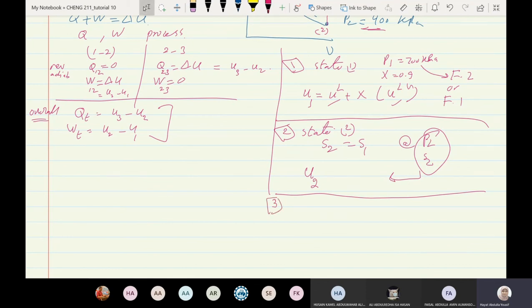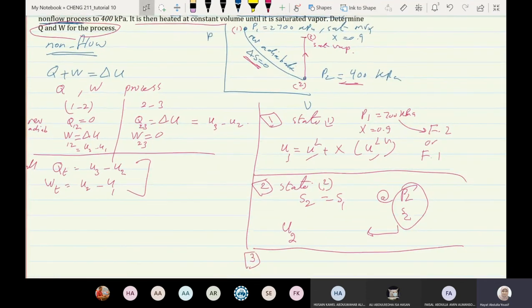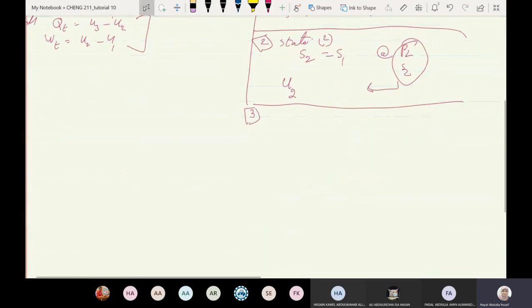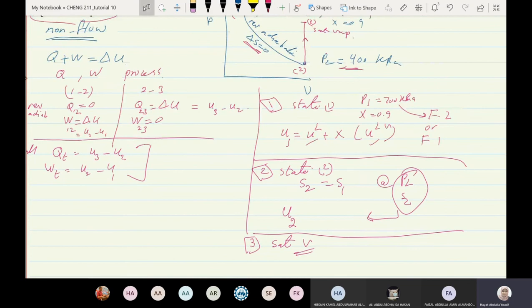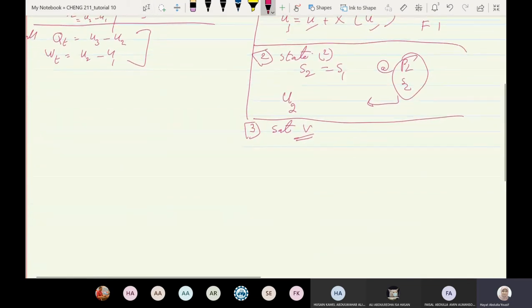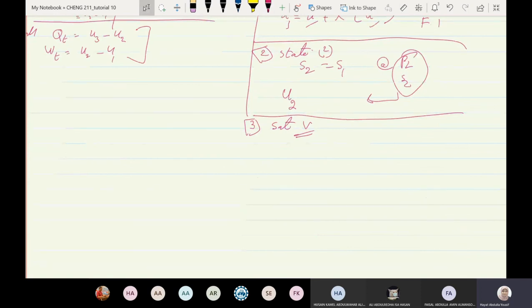Number 3, state number 3. Now, state number 3, again, when you go to the figure, you only know that it is saturated vapor. I have so many saturated vapor information, but again, you will have to go and see the link. What is the link between 3 and 2? It is constant volume. In other words, you have to go to property at state 2 and find V2, specific volume. And here you will find U2 and you will find V2 as well. So at state number 3, V2 is equal to V3.